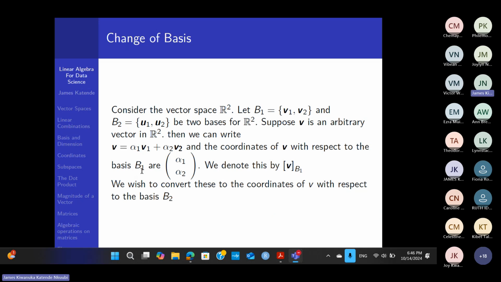Now remember, since coordinates are dependent on basis, what happens if you have a second basis and you wish to now convert coordinates in this new basis? In our case, we'll see how we can do that. If you have the coordinates in one basis, how do you convert them to coordinates in a different basis? That's the target we want to achieve today.